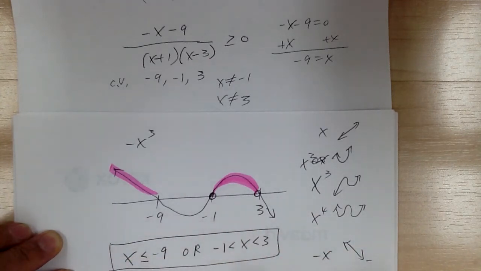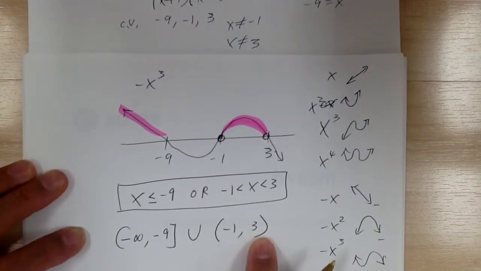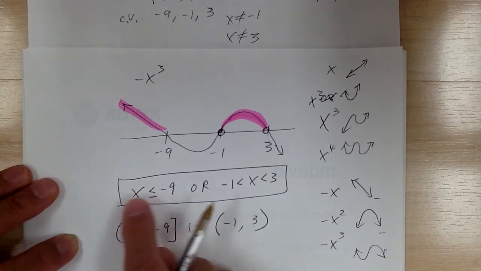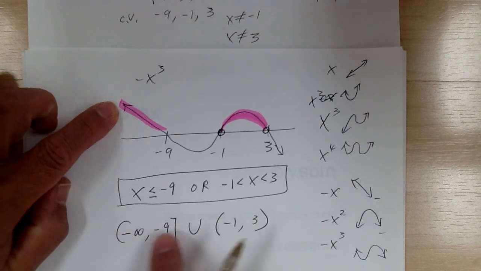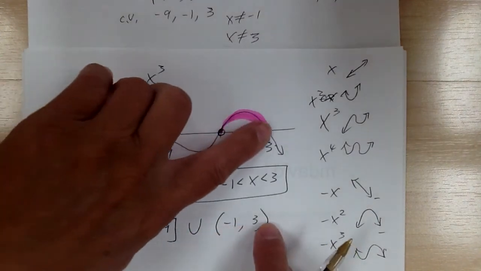If you write it in the other notation, the bracket or parentheses notation, you're going to get negative infinity comma negative 9, union, and this is less than, so it would be negative 1, 3. So again, if you write it this way, match this: from negative infinity to negative 9, and from negative 1 to 3.